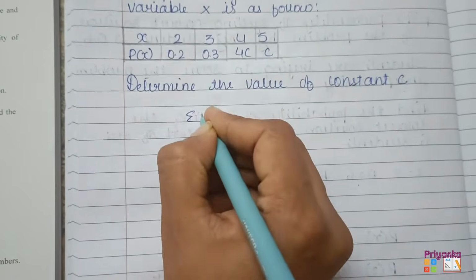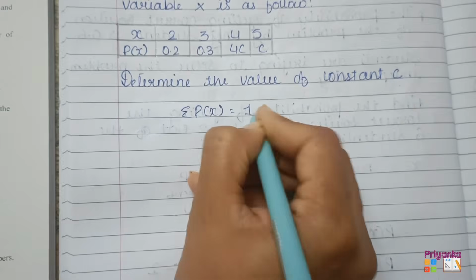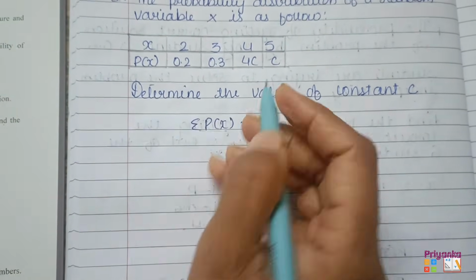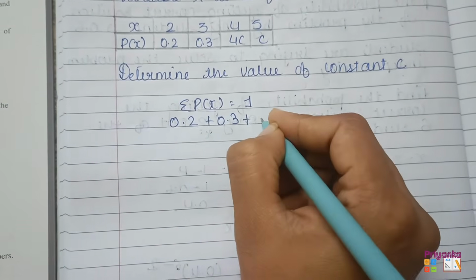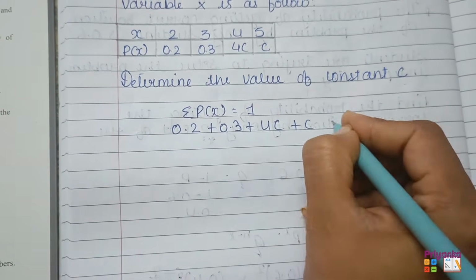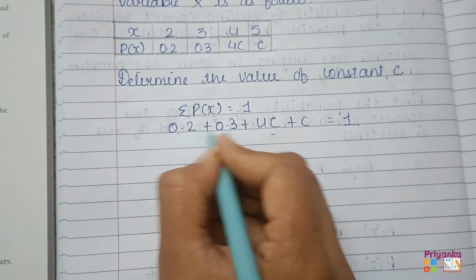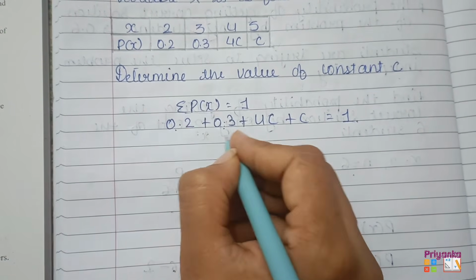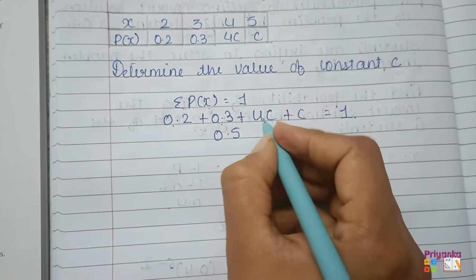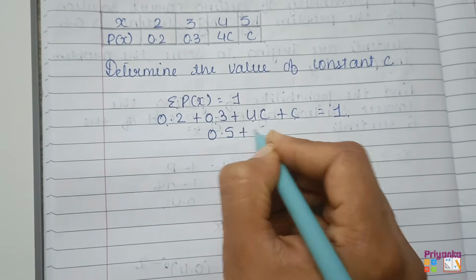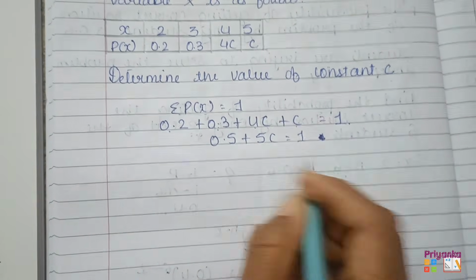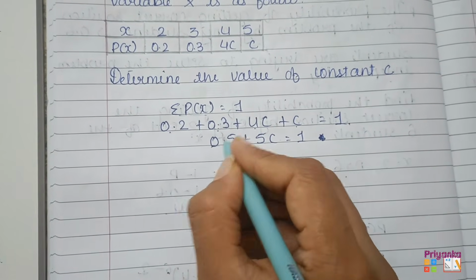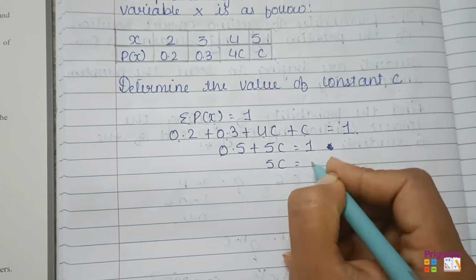Now the value of c has to be found. For this we'll take sigma p of x equals 1. Sigma p of x means the total of this. So we'll take 0.2 plus 0.3 plus 4c plus c equals 1. 0.2 plus 0.3, which is only a number, becomes 0.5. 4c plus c becomes 5c equals 1. Now as this is a number, we can take it to the other side.